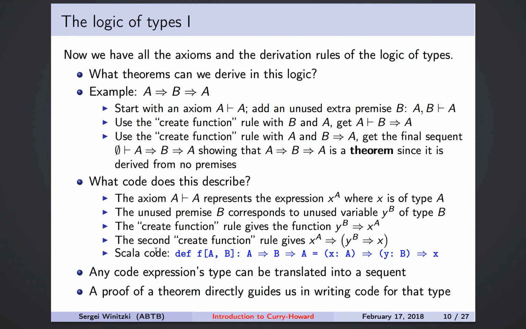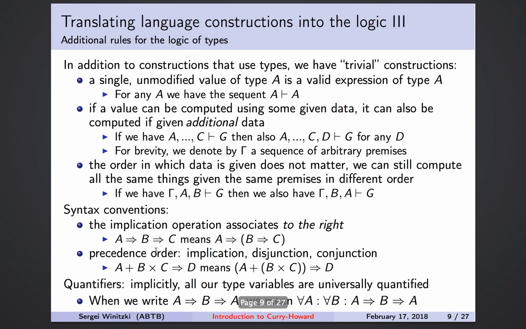So now we have all the axioms and all the derivation rules that govern the logic of types, as I call it. In other words, the logic of propositions of the form CH of something. So those are the Curry-Howard images of types, the propositions of the form CH of something. What are the theorems that we can derive in this logic? Well, here's an example theorem and an example of how we would have to derive it if we are using these rules.